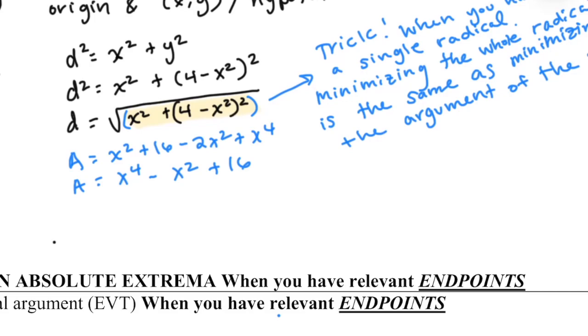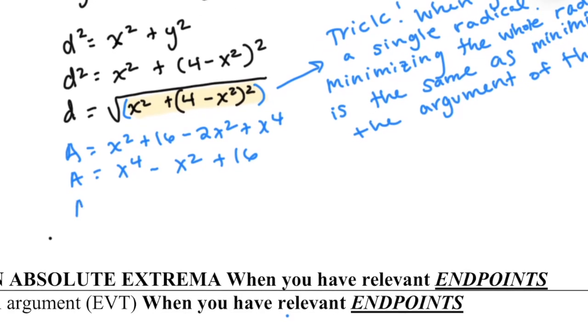Cool. So that derivative now is so much easier. I don't have to worry about chain rule. I know you hate chain rule. Come on. And we don't have to worry about it. So I can just go A prime equals 4x cubed minus 2x. And then set this equal to 0. I'm kind of afraid I made a mistake, but I don't see one. So I guess I'm fine.